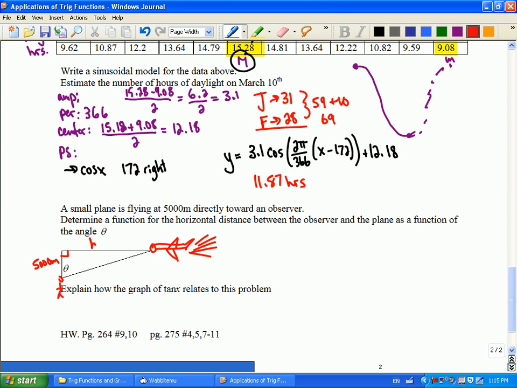So this is the horizontal distance. I'll call it h for horizontal. I can come up with a function here to describe where the plane is, or the horizontal distance there that's left over, using tangent. And that's that the tangent of theta is the opposite over the adjacent. So I have a function then that height is 5,000 tangent of theta. So if you can measure the angle between you and the plane, you know the horizontal distance between you.